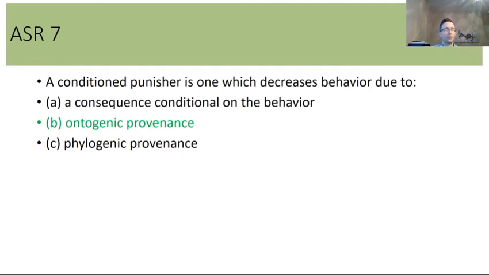Phylogenic provenance is not due to learning, it's due to natural selection. And so if you chose A, a consequence conditional on behavior, then you're using the word conditioned in the wrong way here. You should use it to refer to learned, or learning, or a learning experience, or a history of reinforcement or punishment.